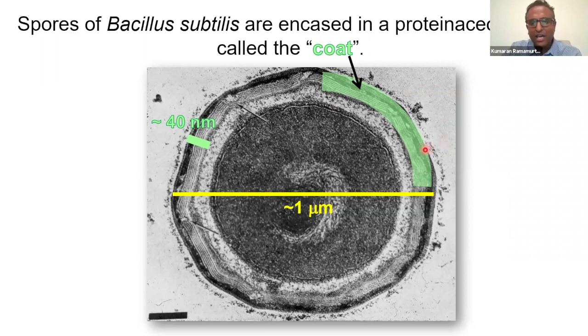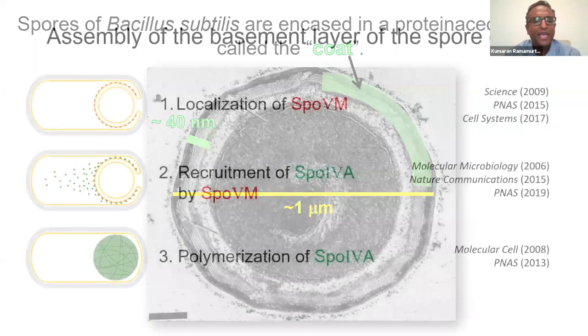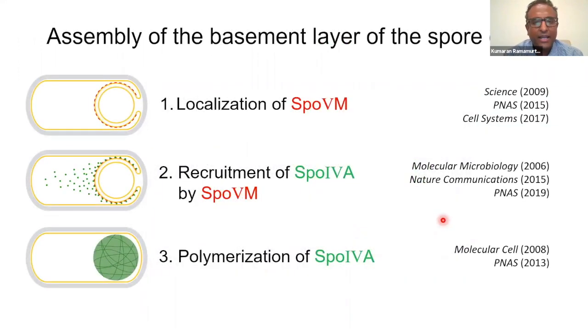So yeah, this is the coat. There's this electron dense outer layer, and then there's this fuzzy stuff on top. This is just to let you know that there's an ordered structure in this. So this is the entire punchline of what I'm going to present over the next hour or so.